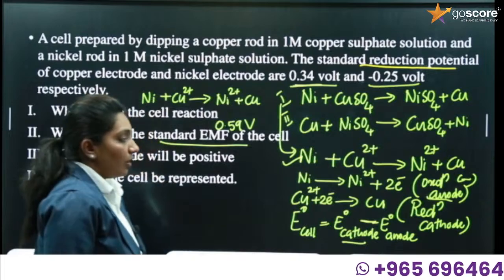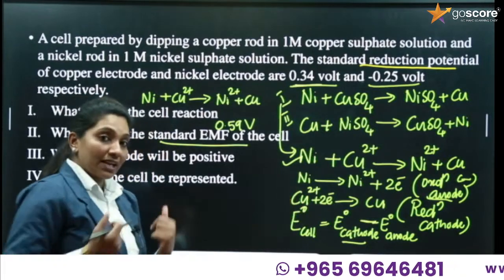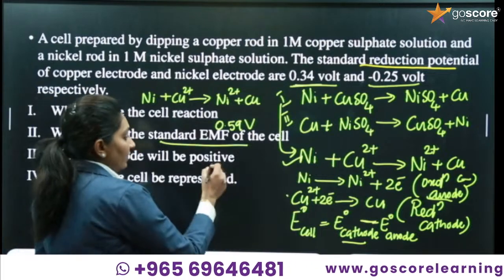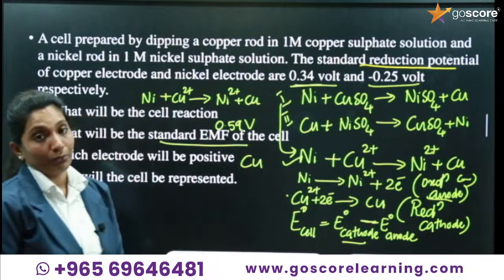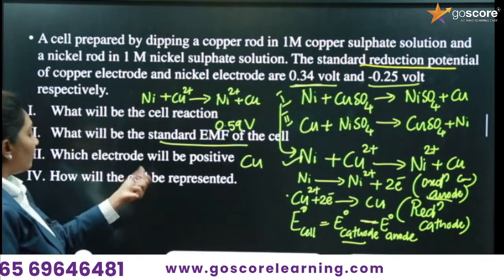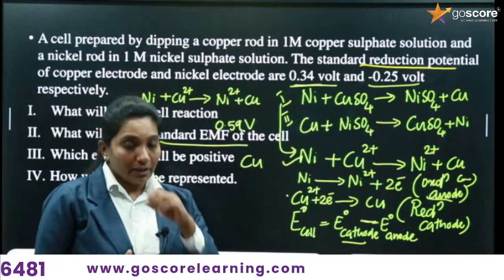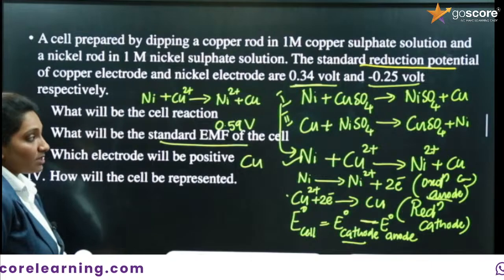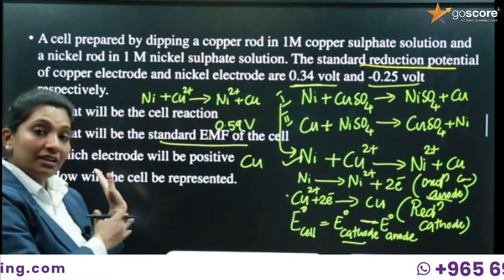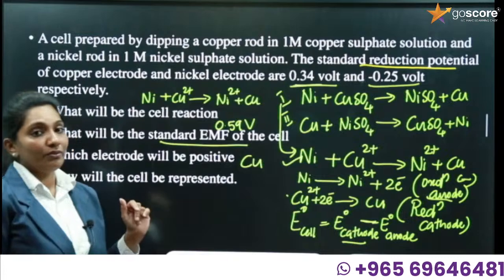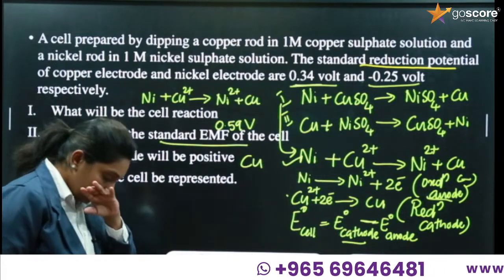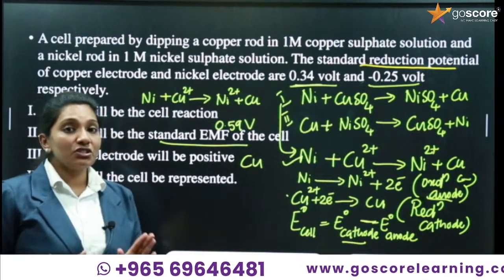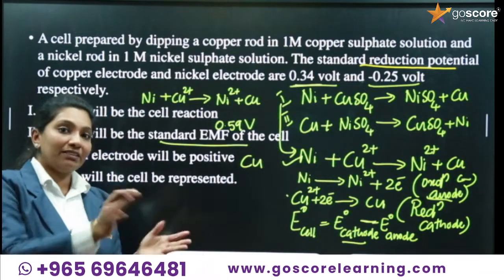And in the copper electrode, what happens? It is accepting the electrons, right? So which electrode will be positive? Definitely the copper electrode will be positive, right? And how will we represent the cell? Representation of cells we already learned in the first part of this electrochemistry chapter. First we will write the anode, then we will put two lines to represent the salt bridge, then the cathode.